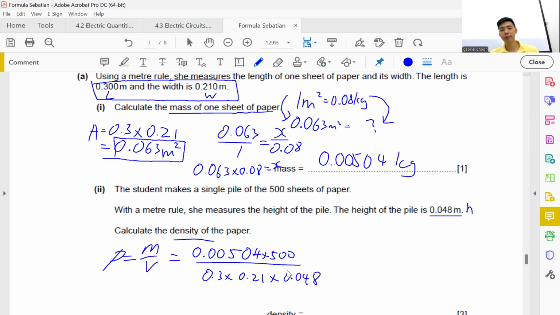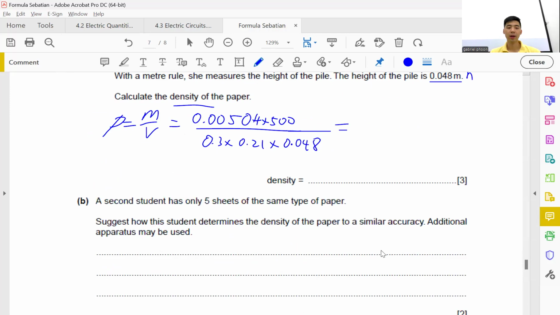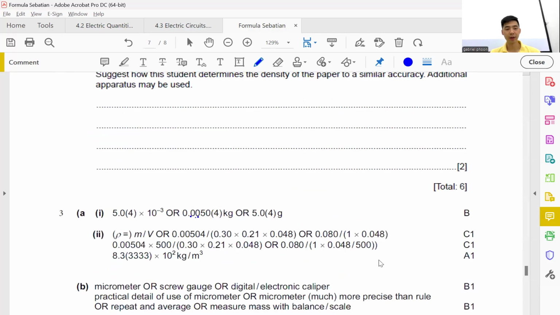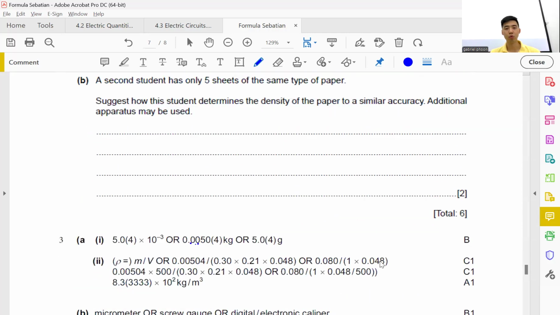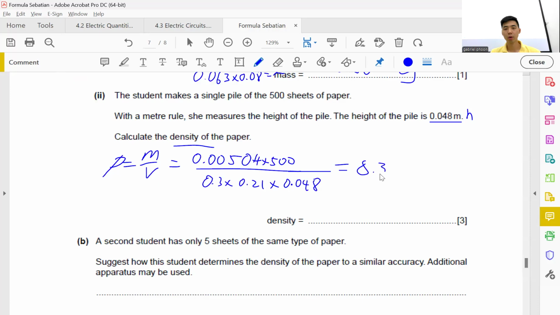Very good. Is Eugene the only one who attempted? Or is Eugene the only one who is giving me an answer? Then you press in your calculator and you find out the answer, whatever it is. The answer given is 8.33 times 10 to the power of 2. It's essentially just 833, right?